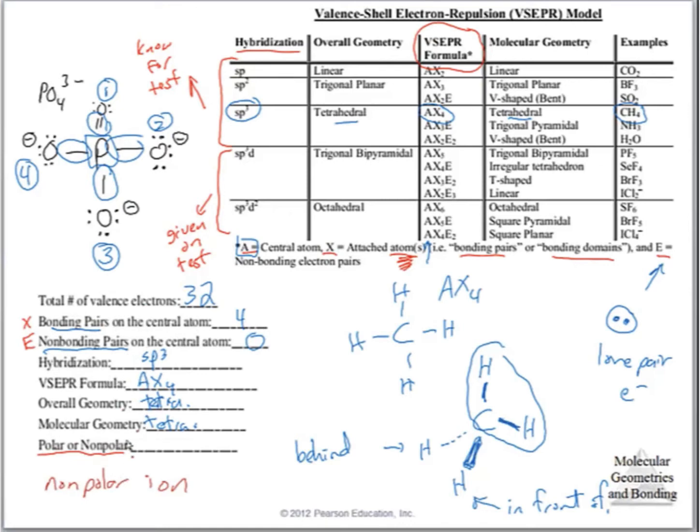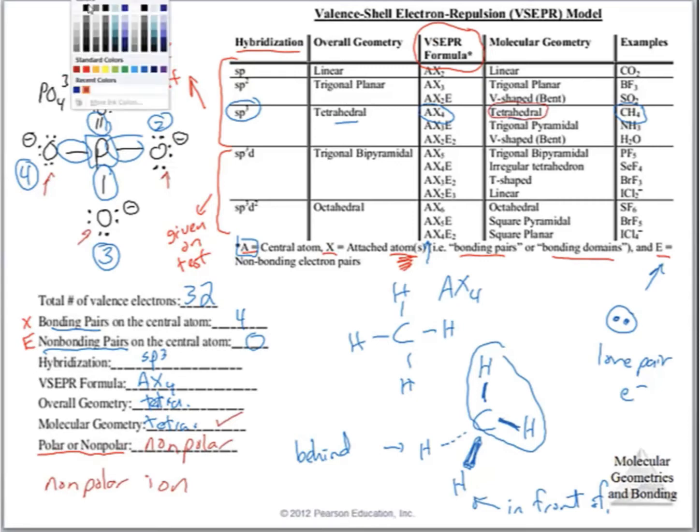So we apply the rules, and again, let's see. Here we go. There's a molecular geometry that is right. Tetrahedral is one of our symmetrical geometries, and if we look at oxygen, all of those atoms attached to the central atom are the same. Therefore, this is a nonpolar molecule.